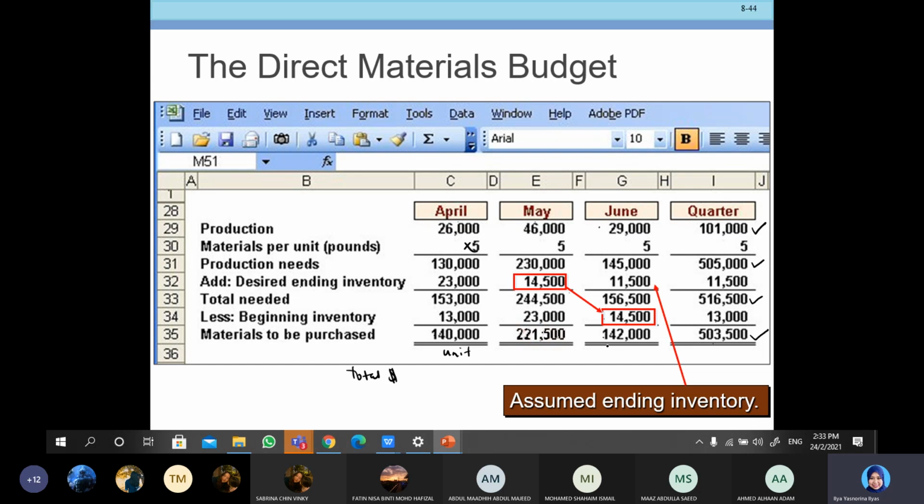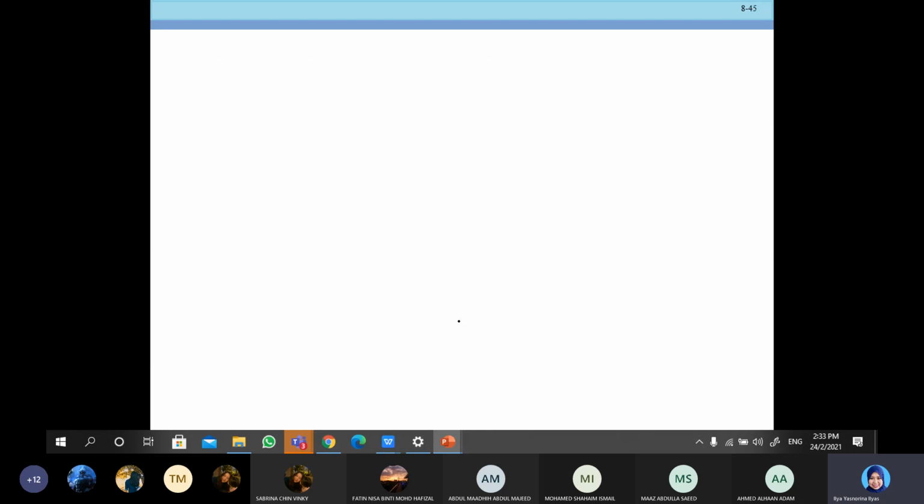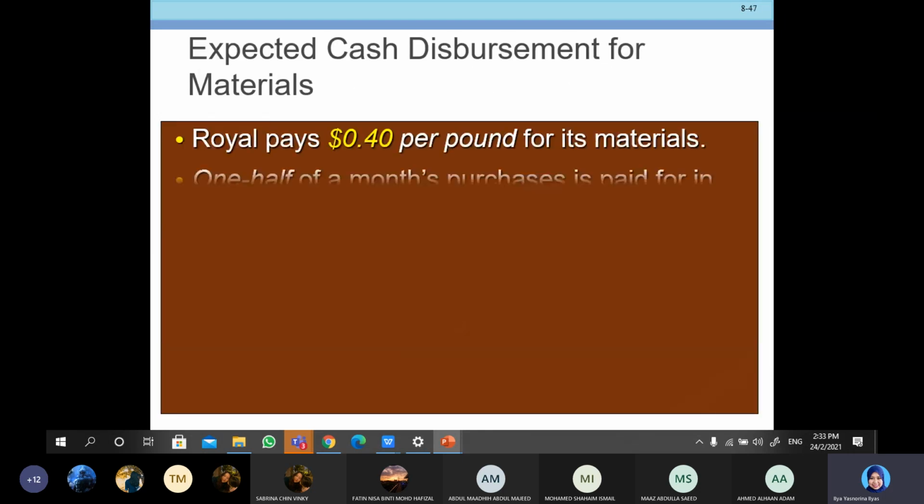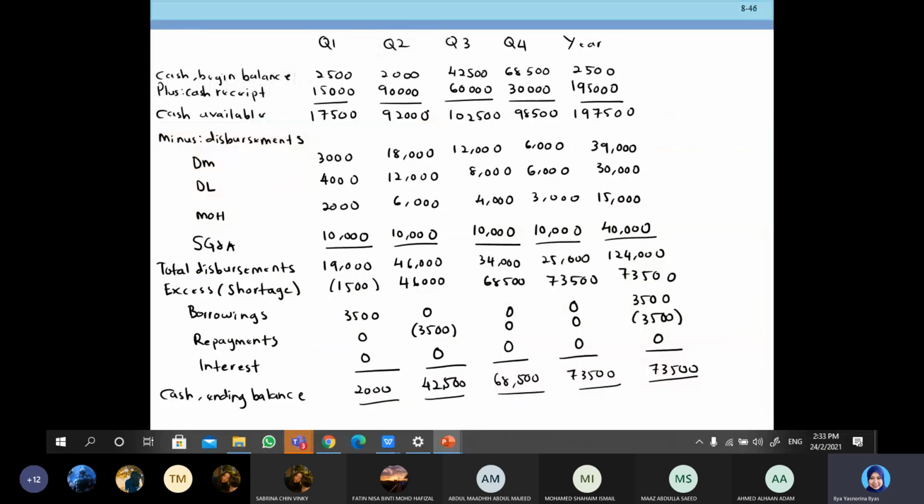So that's why we need to tell the purchasing department, can you buy 140,000 units of material for production in May? If you can see here, this is our cash budget. This is the cash receipt that we calculated just now for the sales budget. This is the disbursement for direct material, and all of these numbers that we created in the master budget will be posted into the cash budget.